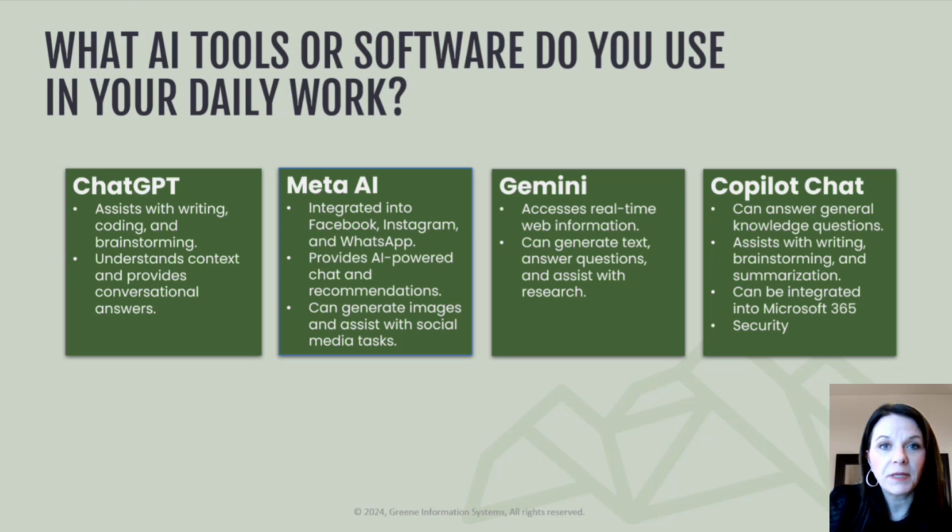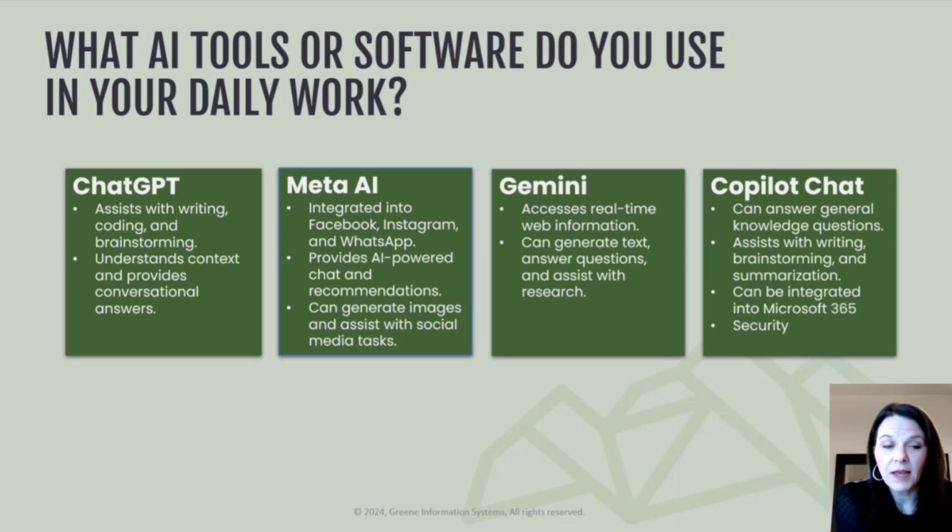So, what is ChatGPT? ChatGPT is a tool that assists with writing and coding, brainstorming. It understands context and it can provide conversational content or answers. So you all know, it's kind of like the new request in a browser almost. You can ask it a question and you get back all this information.